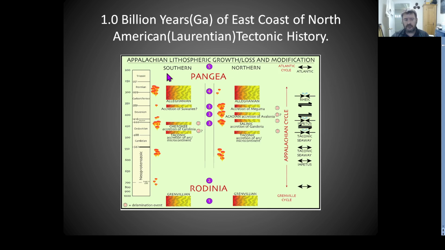And then about 200 million years ago, the rifting begins, and the Atlantic Ocean begins to separate. So two cycles right here. You have the coming together of the Grenville, the opening of the Iapetus, the coming together of Pangea, and then the opening of the Atlantic.